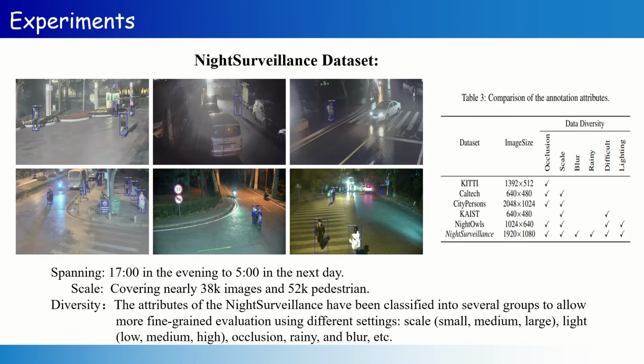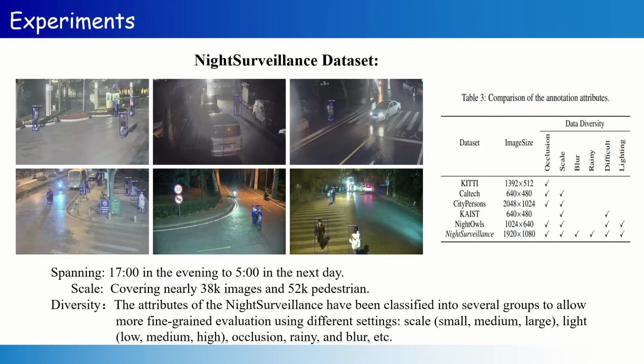We choose the night surveillance data set to verify the proposed method, mainly because this data set is close to the actual military scene distribution. It is collected from actual surveillance data, spanning from 7 o'clock in the evening to 5 o'clock in the next day, covering nearly 38K images and 52 key pedestrian bounding boxes. The resolution of the image is 1920 multiplied by 1018. The data set has covered two common weathers, sunny and rainy days.